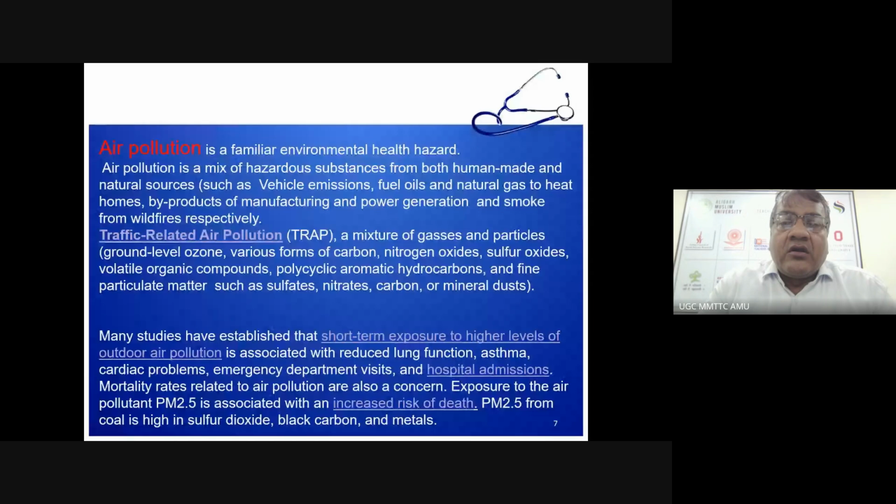Now, TRAP is traffic-related air pollution. What is TRAP? It is a mixture of gases and particles.